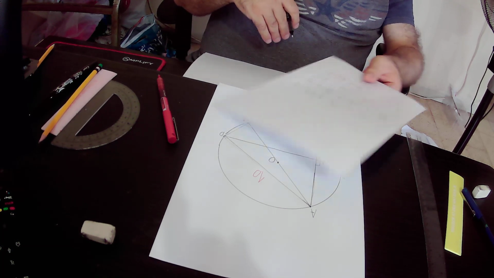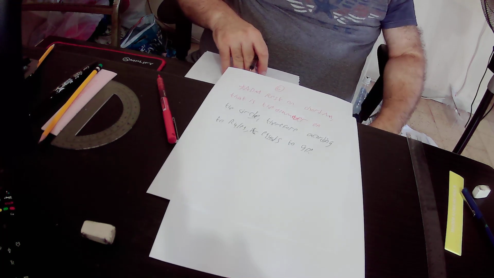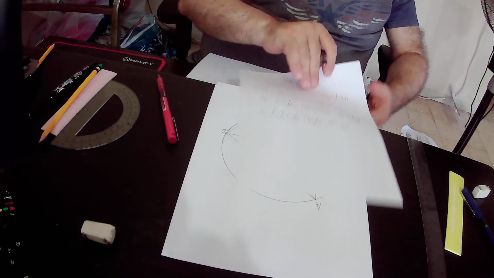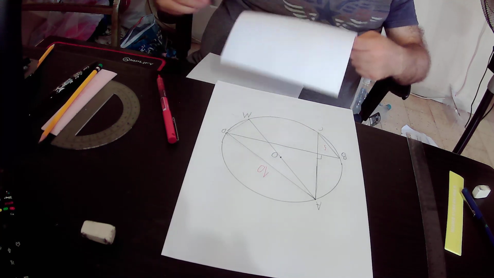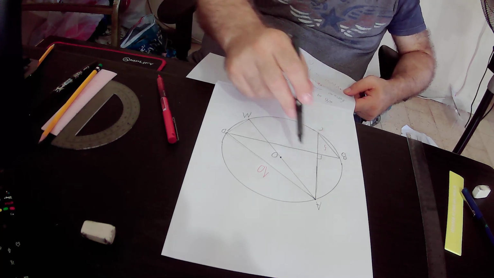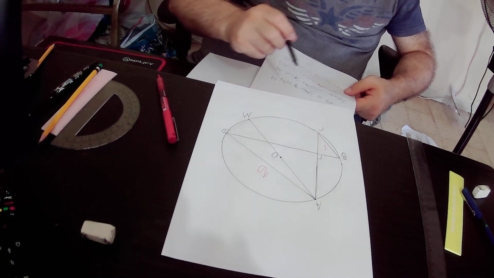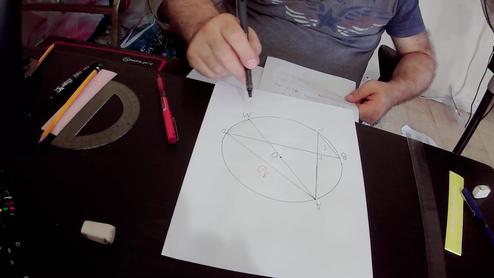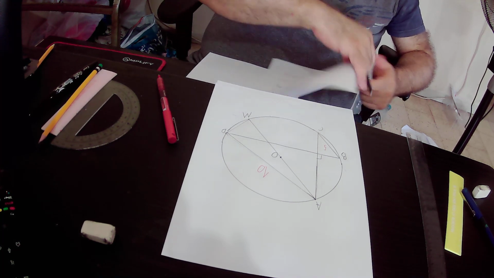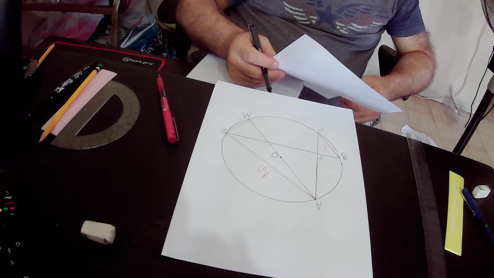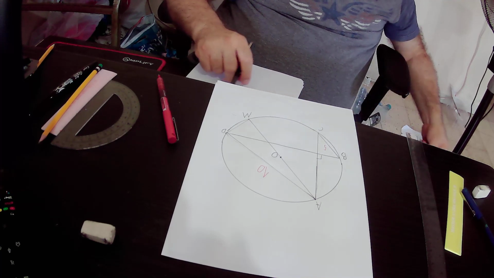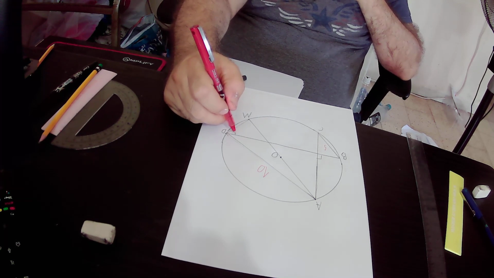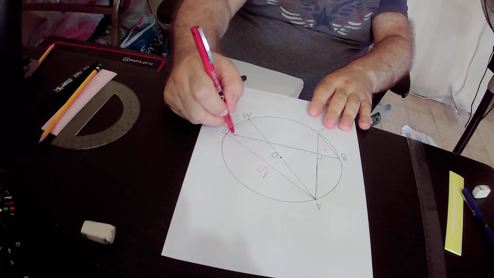So I read again what I wrote. Angle ADM, this angle ADM rests on chord AM, and chord AM is the diameter of the circle. Therefore, according to rule number 1, angle ADM equals 90 degrees. So, this angle is 90 degrees.